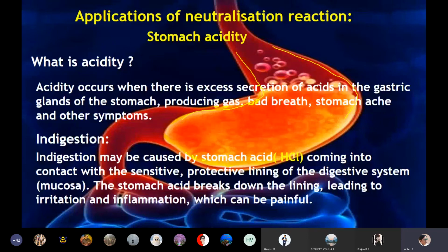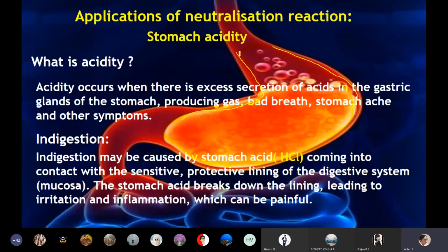And how is this acid getting created? When you have an excess amount of acid, that is what is called acidity. This excess amount of acid is caused by various reasons. When you take more spicy food, when you have different timings for your lunch, breakfast and dinner, your habits of eating, all those things determine the acidity.